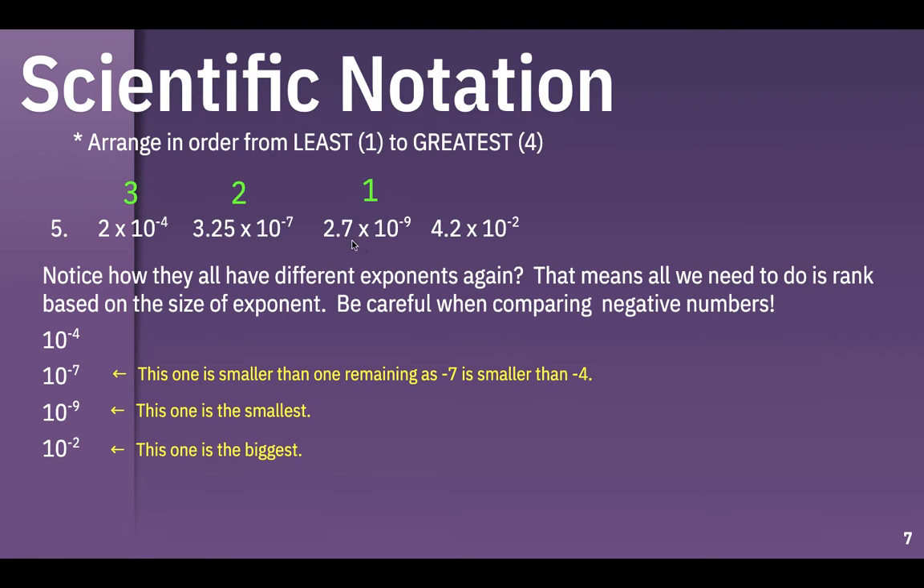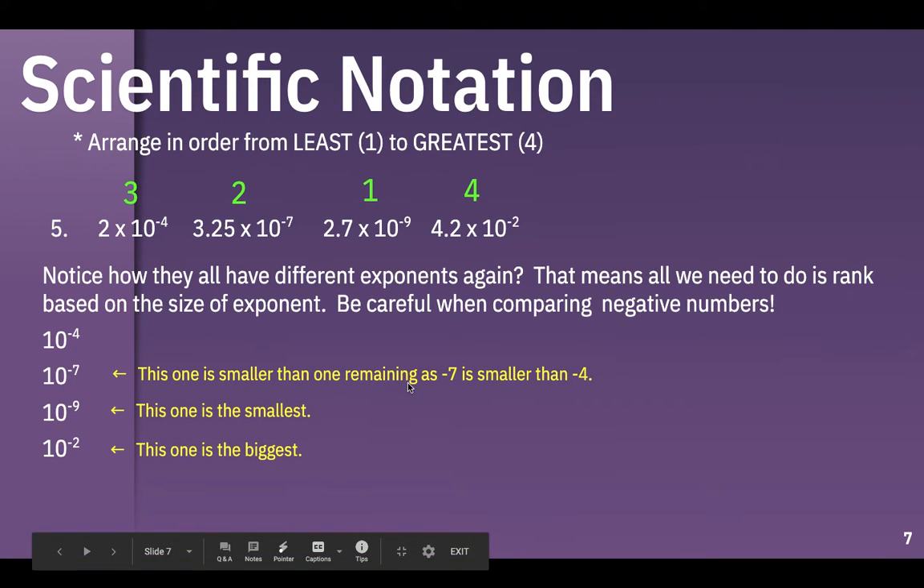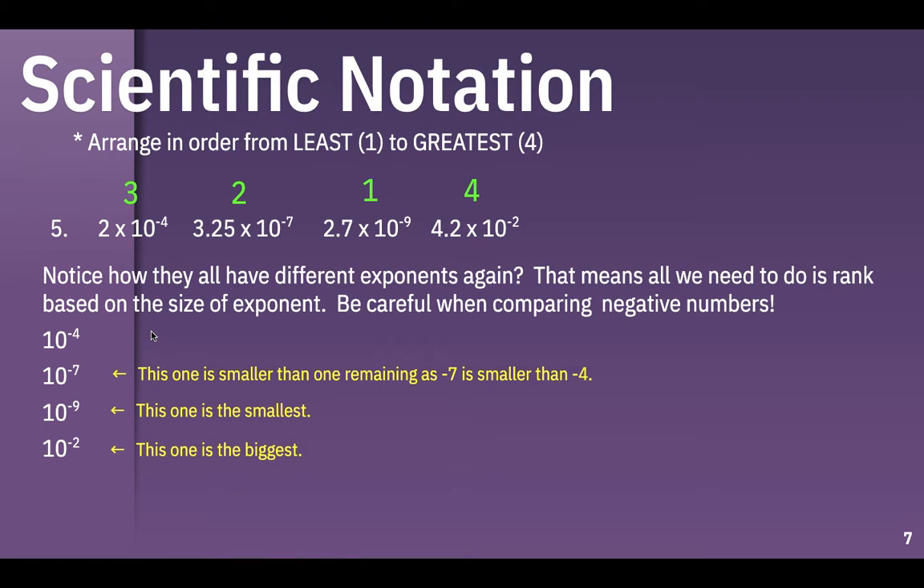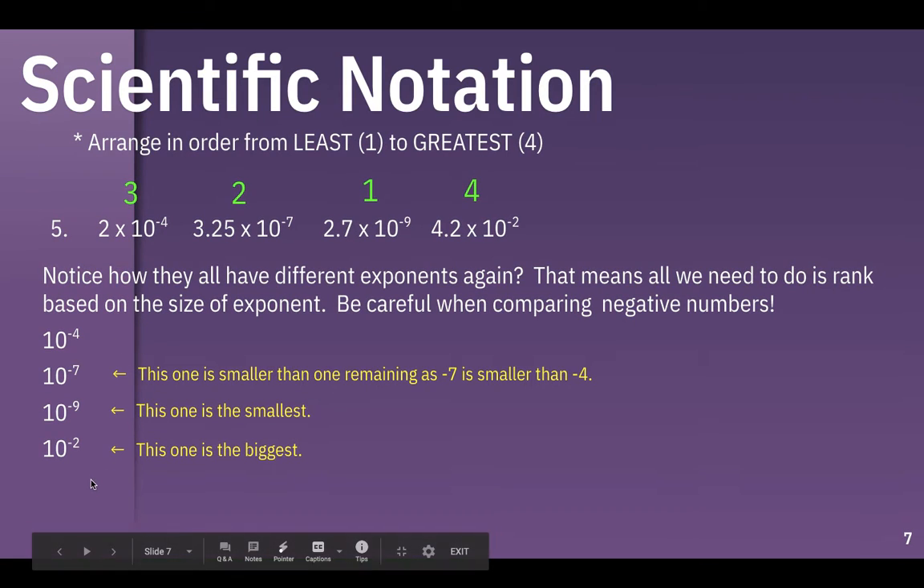So our smallest is 2.7 times 10 to the negative 9th. Our next biggest, we're looking at negative 7, so 3.25 times 10 to the negative 7th. Third, 2 times 10 to the negative 4th. And lastly, our biggest number is 4.2 times 10 to the negative 2nd. Really be careful on the negatives. Remember, our biggest number is going to be the negative that's closest to 0.